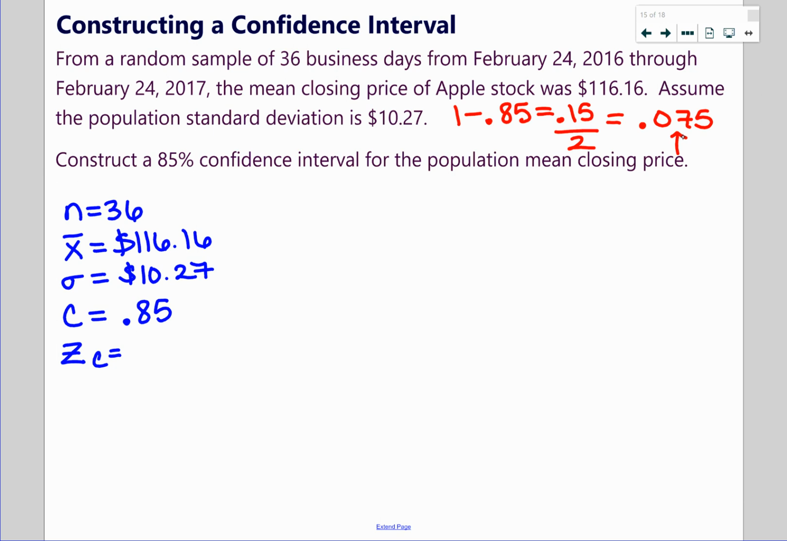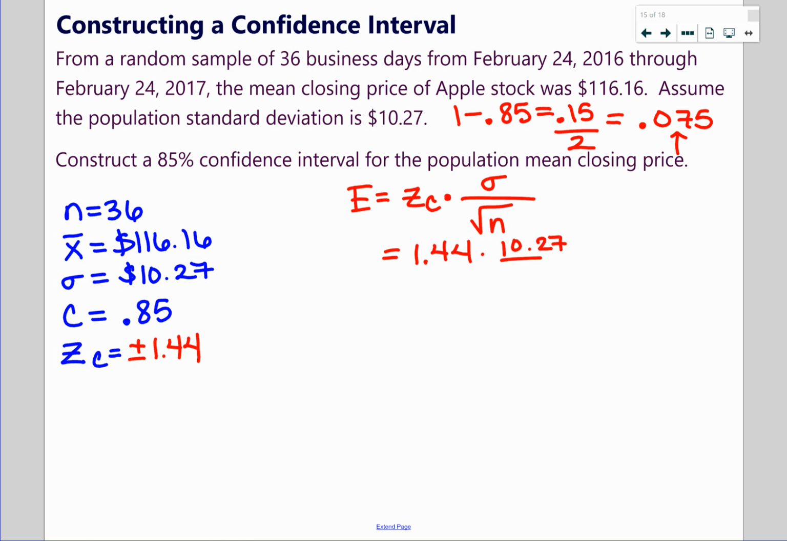And it is, do you guys see negative 1.44 there? Okay, so remember when we get Z values, there could be positive or negative. We really have two critical values, one on the positive side, one on the negative side. So plus and minus 1.44 I can get from my chart. Then when we calculate the margin of error, we'll just use the positive value for that. So that formula from yesterday was the critical value times the standard deviation of the population divided by the square root of the sample size. So for our problem, it's 1.44 times 10.27 over the square root of 36.